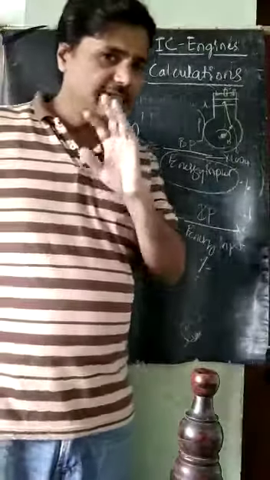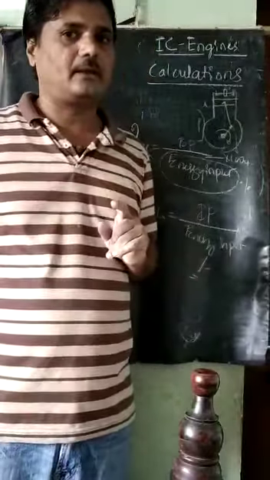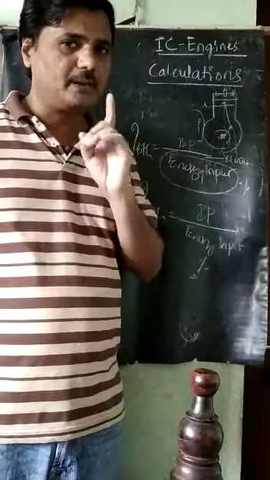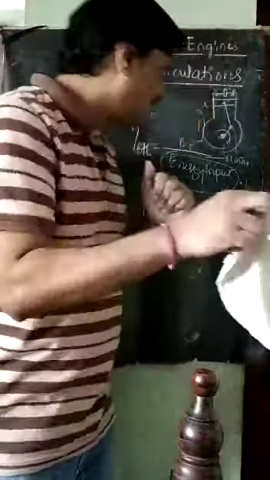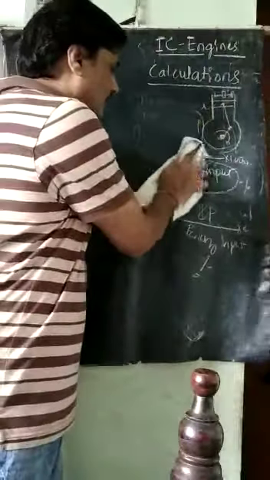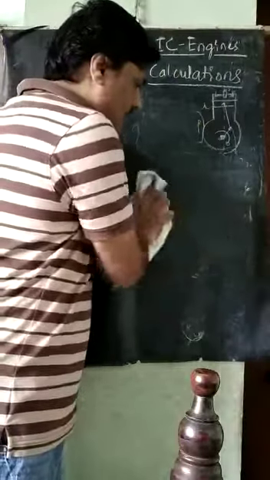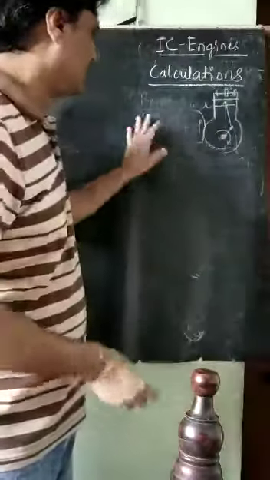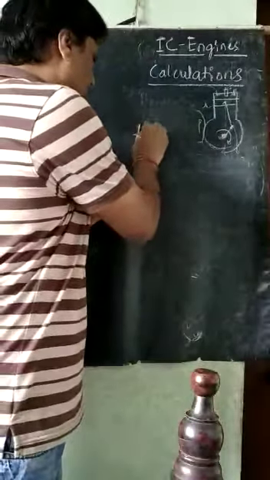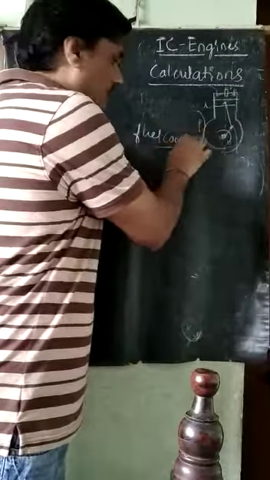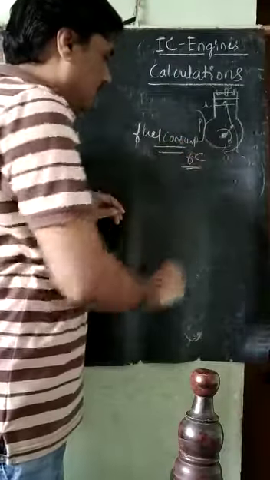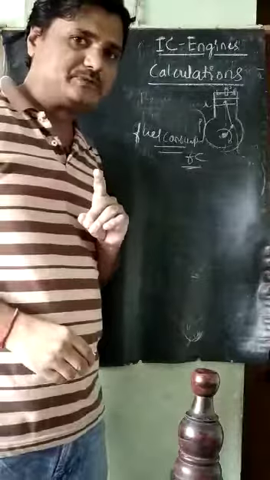So these are the three efficiencies we are studying here: mechanical efficiency, brake thermal efficiency and indicated thermal efficiency. Next one, the calculation that is coming now is called the fuel consumption, FC.